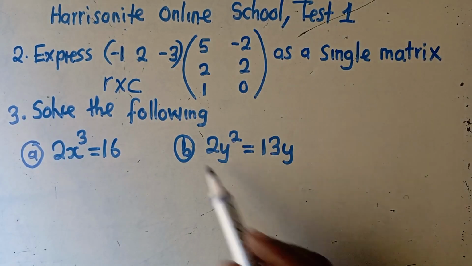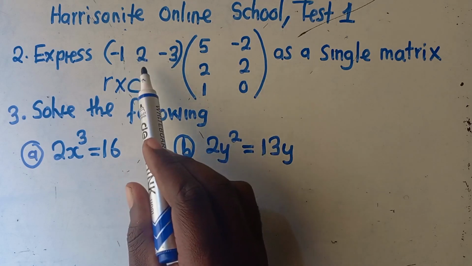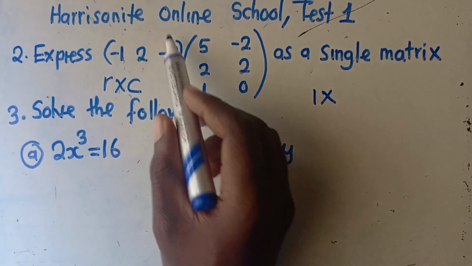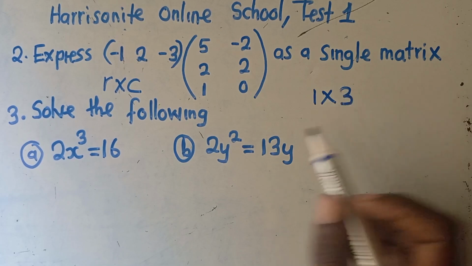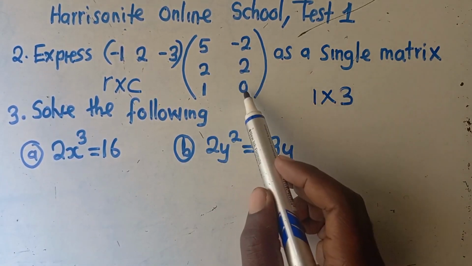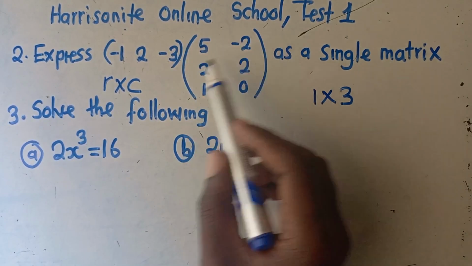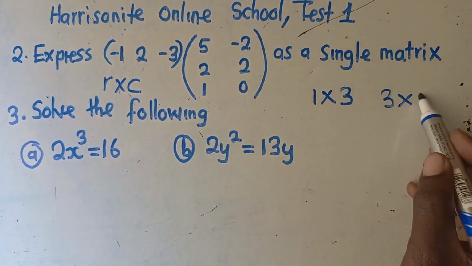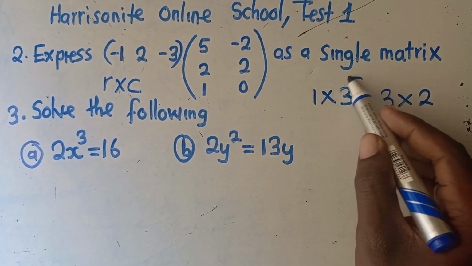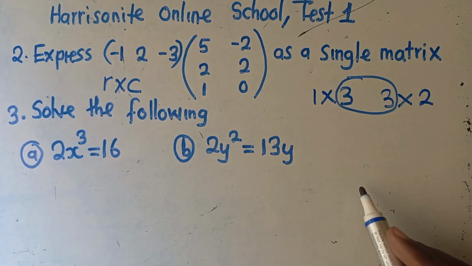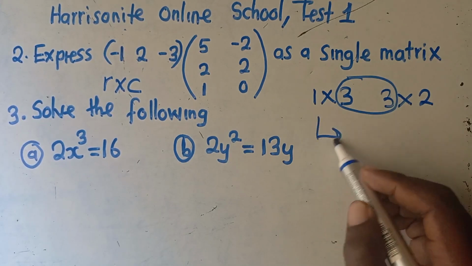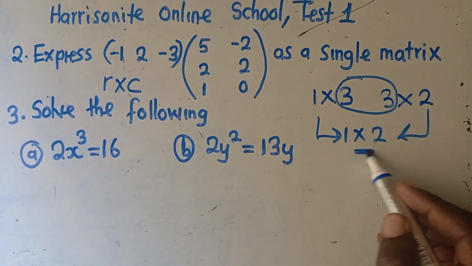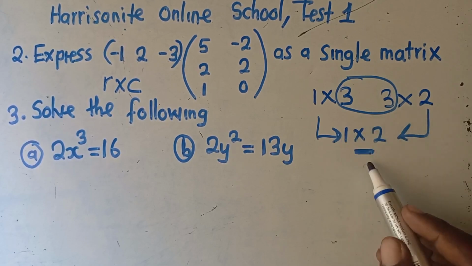What is the order of this particular matrix? That is a 1 by how many columns? 1, 2, 3. So that is a 1 by 3. What is the order of this particular matrix? That is how many rows? 1, 2, 3. So 3 by how many columns? 1, 2. So this is a 3 by 2. If these two are the same, it means that you can multiply them. So the answer is a 1 by, this one comes down here, a 2. So this is an answer that you are going to get, which will be a 1 by 2.